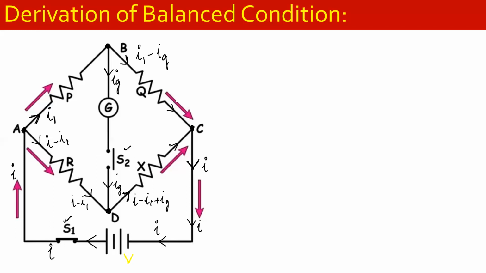For Kirchhoff's voltage law, we have to identify how many unknown resistances are there. As we can see, we have 3 resistances, and to reach the balance condition, we have to assume that Ig must be 0. Only then can we say that the bridge is in the balanced condition. So I am going to apply the KVL in 2 loops. Suppose in loop ABDA, I am going to apply KVL.